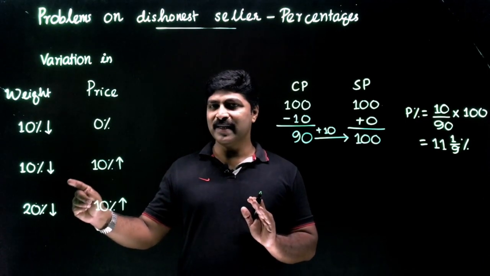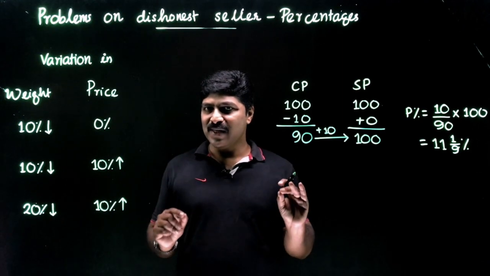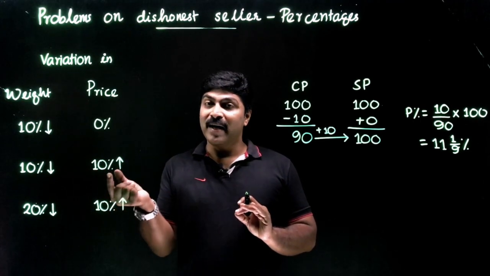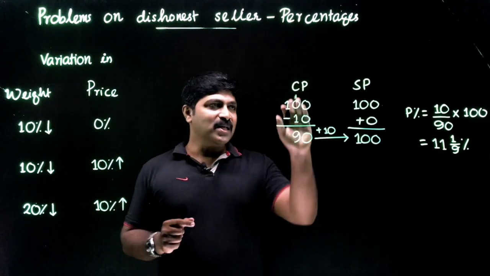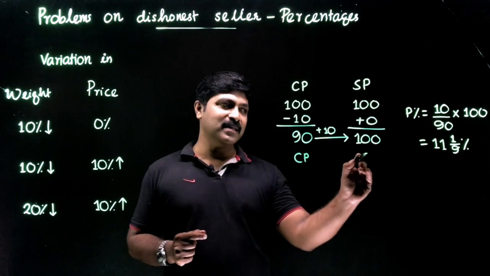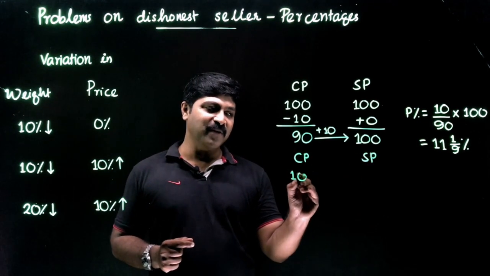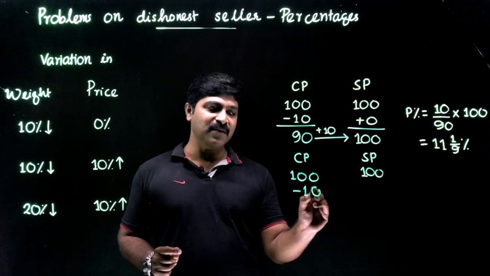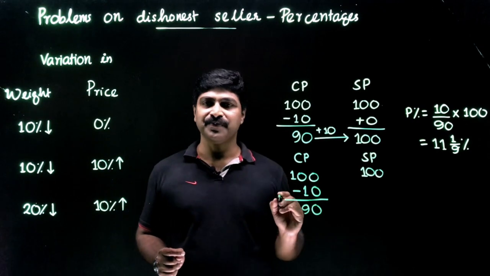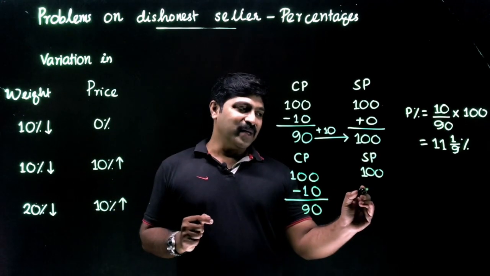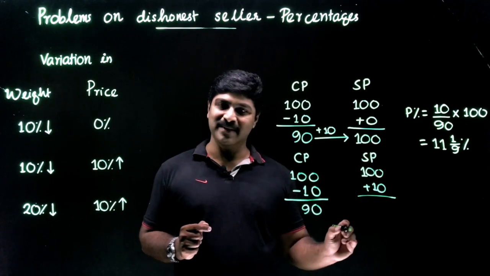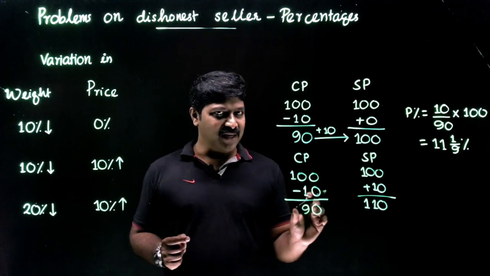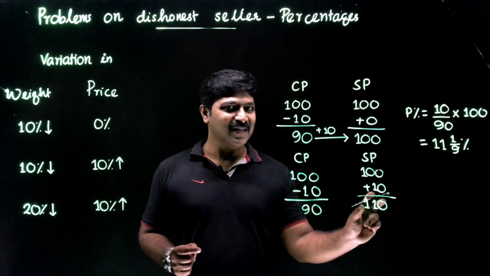Here 10% decrease in weight means this dishonest seller is weighing 10% less in each transaction and increasing the price by 10%. So as per the same concept, we just consider cost price and selling price. Here we are starting from the initial values such as 100 and 100. So here weighing 10% less, so subtract 10 from here. You will get this as 90. And charging 10% more, so here you have to add 10 to this 100. Here you will get the sum as 110.